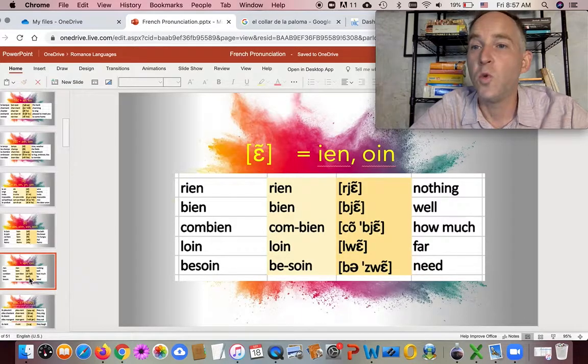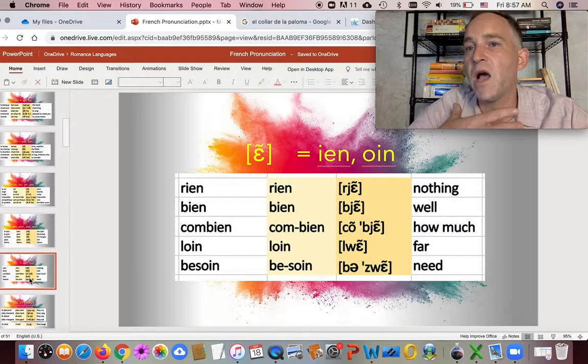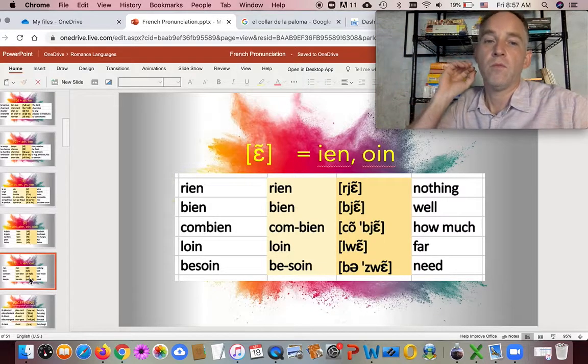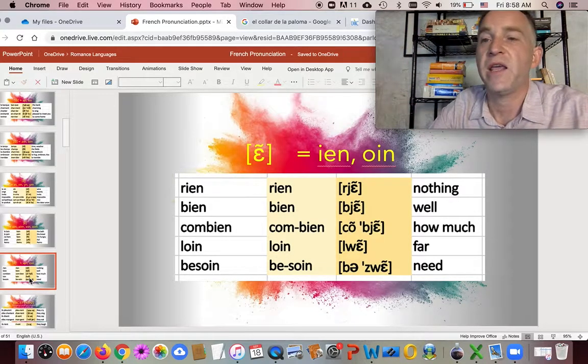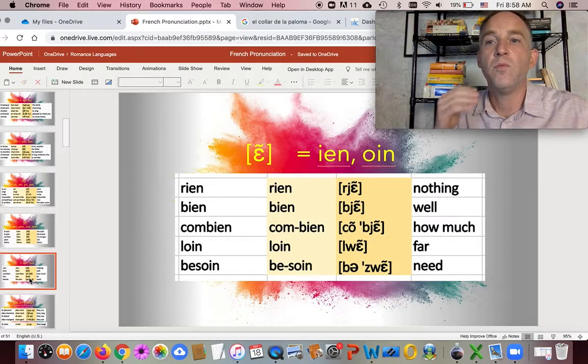Loin. Loin means far, far away. Bien loin. Very far. Quite far. How about besoin? J'ai besoin. I need. J'ai besoin de l'eau. I need water. Besoin. So here you've got the schwa e because it's atonic, it's unemphasized. Besoin.